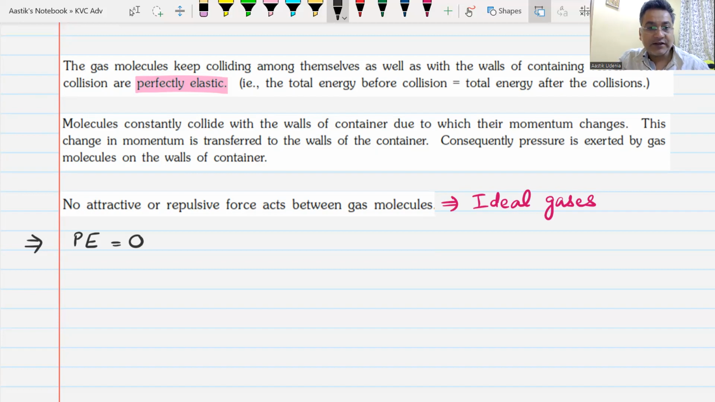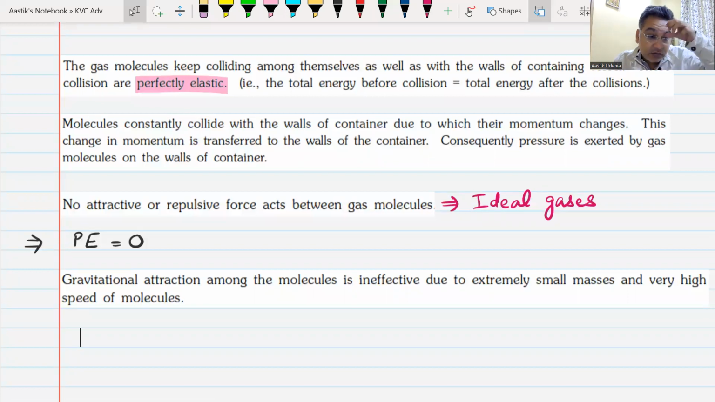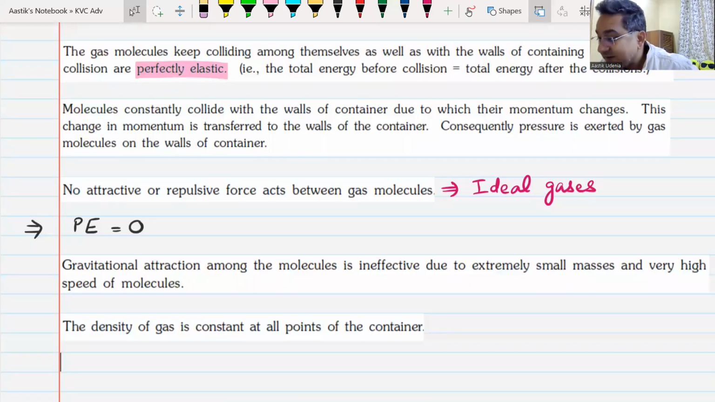All the forces, gravitational force and all those, are neglected because we have neglected the potential energy. There is no gravitational force of interaction between the two molecules. The potential energy is zero. And if the gas is given sufficient time, the gas molecules will get uniformly spread throughout the volume of the container, and therefore the density of the gas will be constant. Do we understand this? I'll give you 2 minutes now to note down these points, and we can move ahead with the other assumptions.